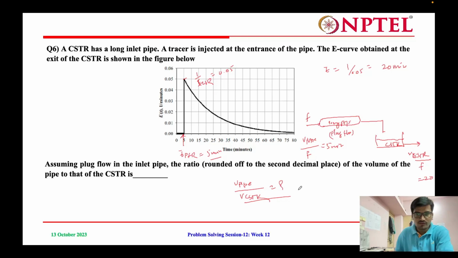Now we have to calculate V pipe divided by V CSTR. The V pipe to V CSTR value is 5 by 20. Right. So 0.25. The ratio is 0.25.